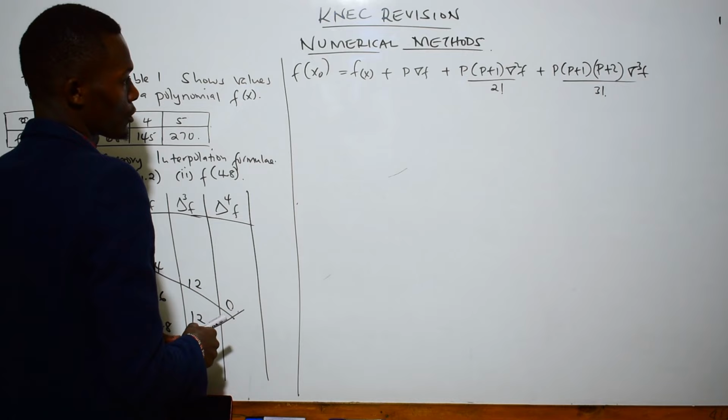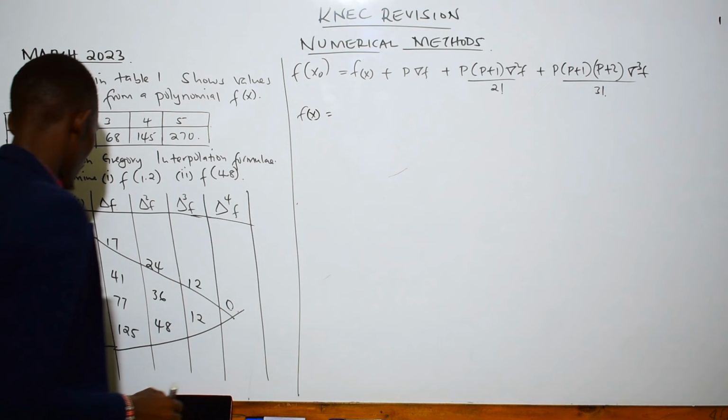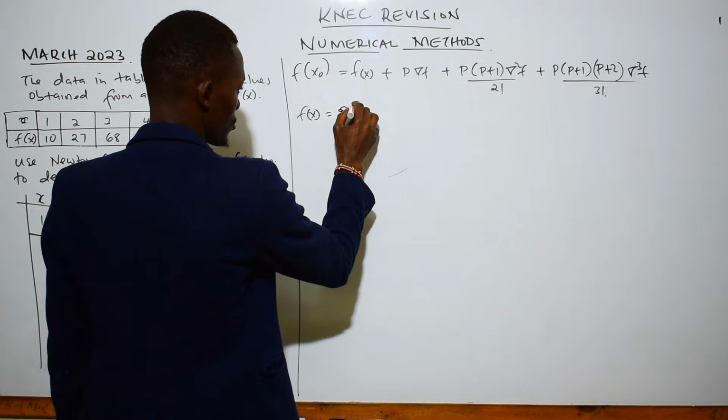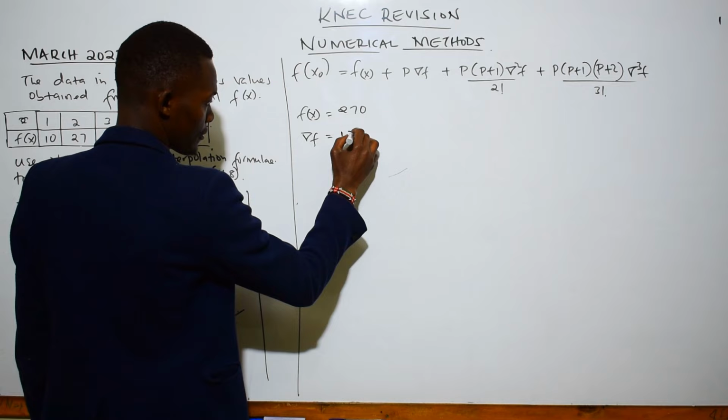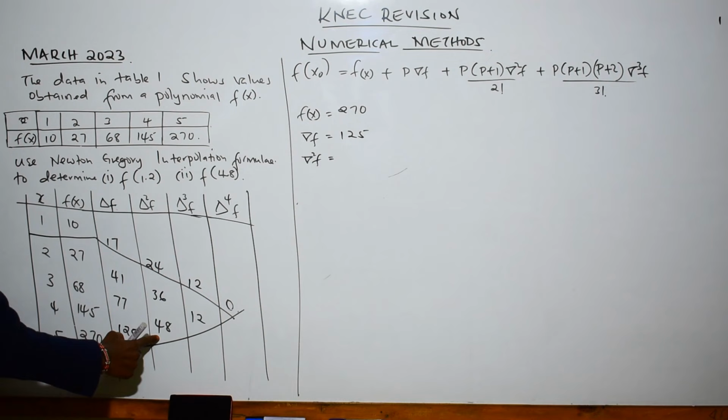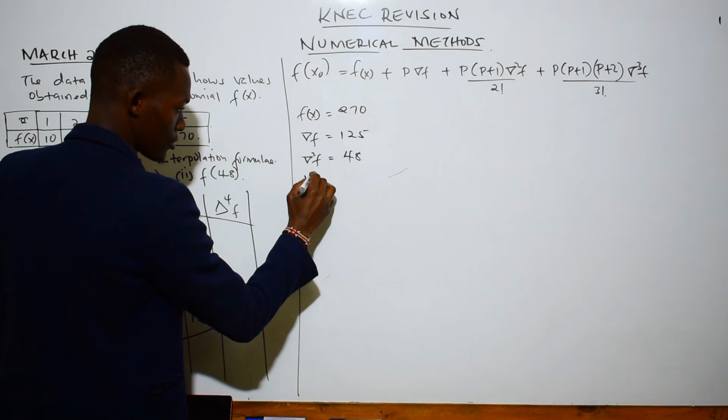Now we need to get our values again. So we need to find our f(x). Our f(x) in this case is just this value, 270. Then our first backward difference is 125. Then our second difference will be given by 48. Then our third difference will be given by 12.